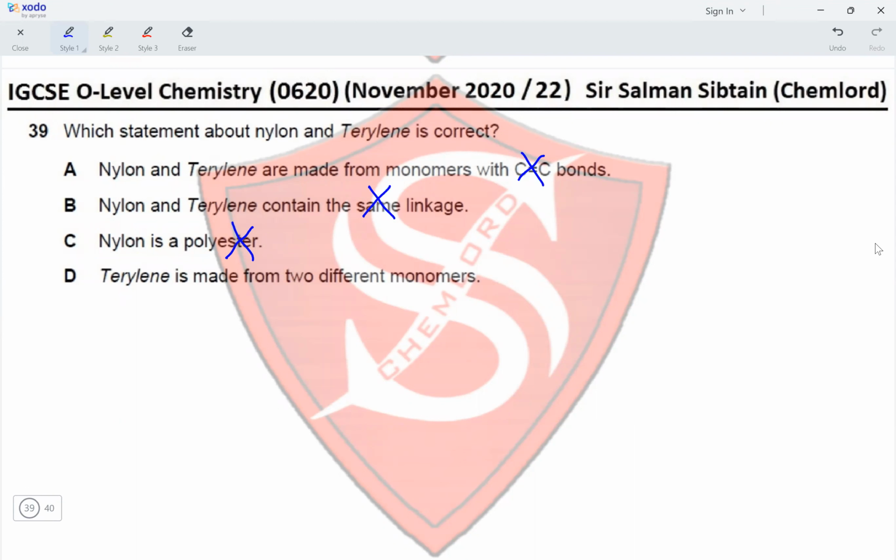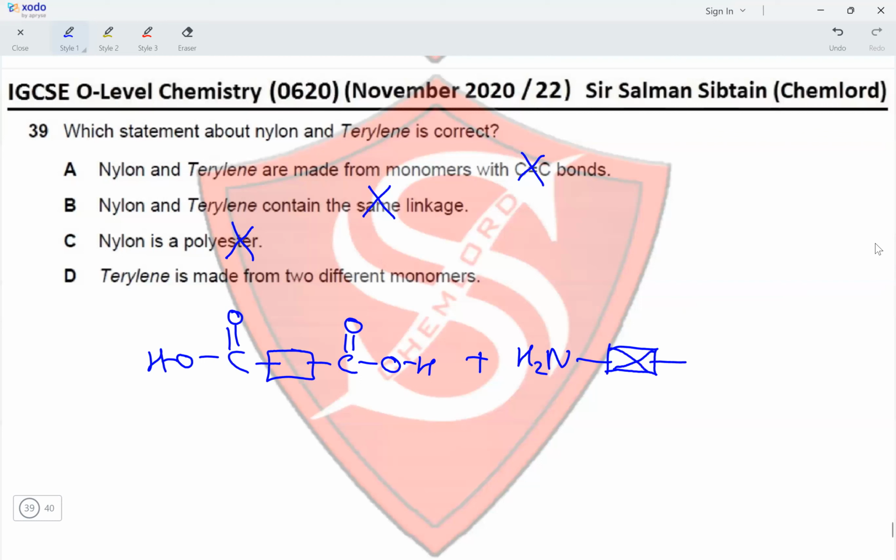Terylene is made from two different monomers. Yes, there will be one monomer having a C double bond O single bond OH group on both ends, and the other monomer would have an NH2 present on both ends, so that an amide bond can form when these two monomers undergo condensation polymerization. So actually it's terylene, so it should not be an amide bond, it should be an ester bond.